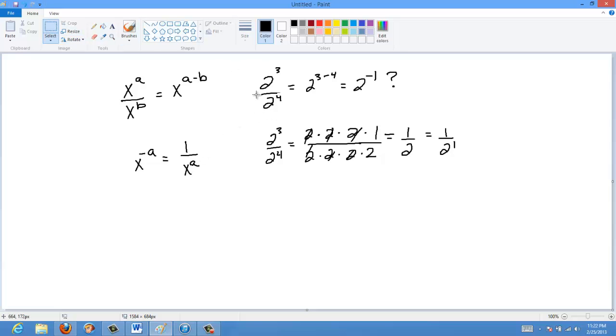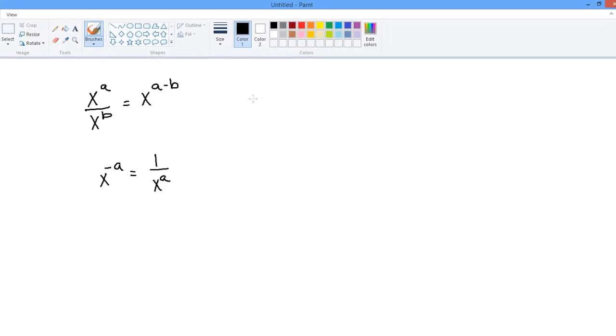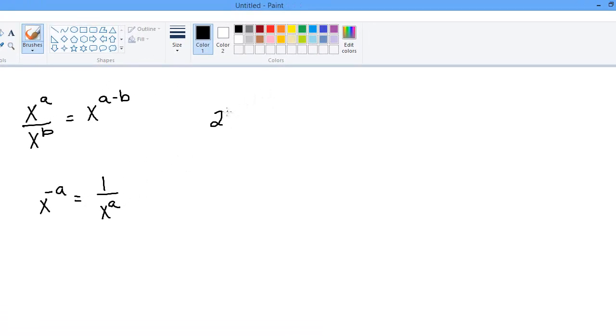I'll show another example of this here. The a doesn't have to be a 1, and it doesn't have to be a squared or cubed or anything. That can be anything really. So let's say 2 to the negative 3. Well, then this would be equal to 1 over 2 cubed, or 1 over 8.